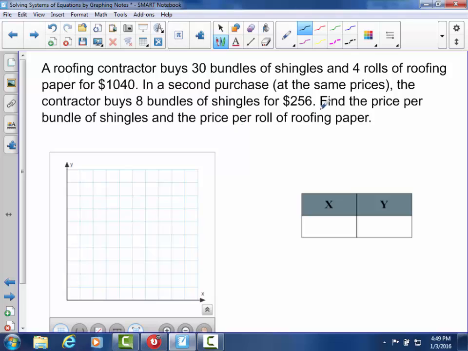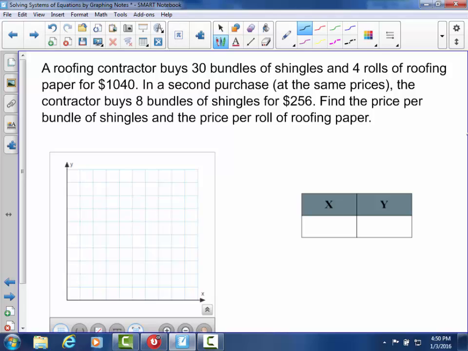Okay, a roofing contractor buys 30 bundles of shingles and 4 rolls of roofing paper for $1,040. In a second purchase at the same prices, the contractor buys 8 bundles of shingles for $256. Find the price per bundle of shingles and the price per roll of roofing paper. Okay, so we're looking for what is the x and what is the y value.